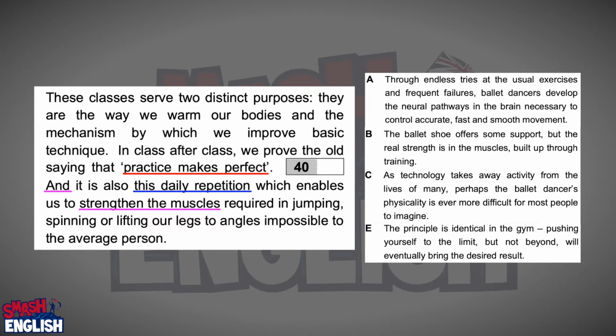This suggests that muscle strengthening is an additional benefit to this daily repetition. So we need a sentence that includes some form of daily repetition and gives a benefit of this daily repetition that is not related to muscles, because we have the linking expression and. So, let's see what we can find.